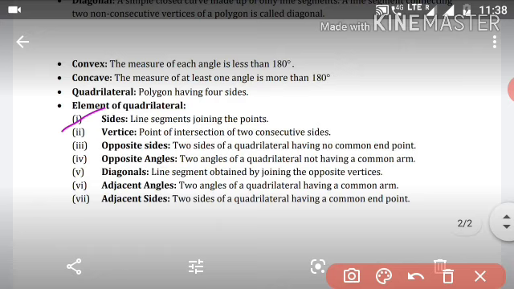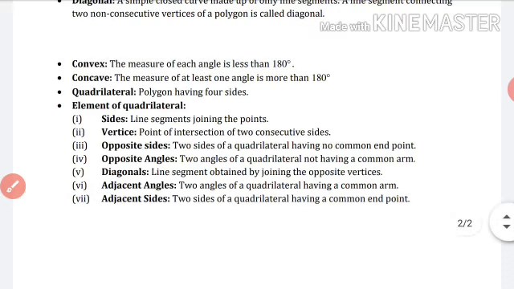Next, side. So what is a side? A line segment joining the points, means there will be two points and you will join these two points. This is called a line segment. Now next, vertex. Point of intersection of two consecutive sides. Suppose this is one side and this is one more side, and where they are intersecting, this point, isn't it? This point is called a vertex.